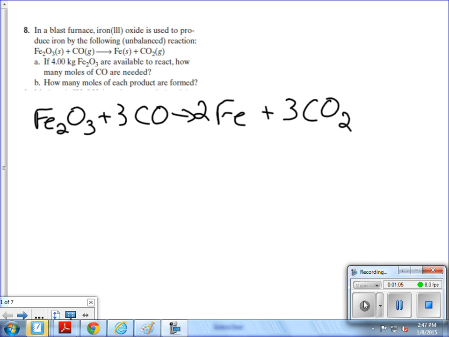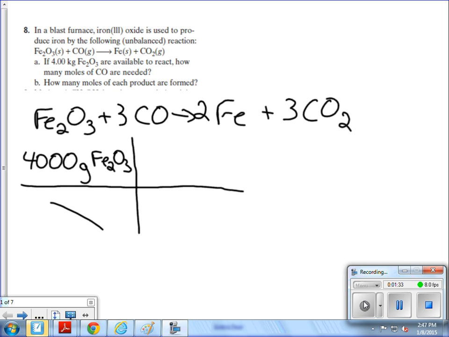Well, the only other grams we know comes from the periodic table, and it's in grams, not in kilograms. So we need to convert kilograms to grams, and we do that by moving our decimal 3 times to the right. So instead of using 4.00 kilograms, I'm going to use 4,000 grams of Fe2O3.